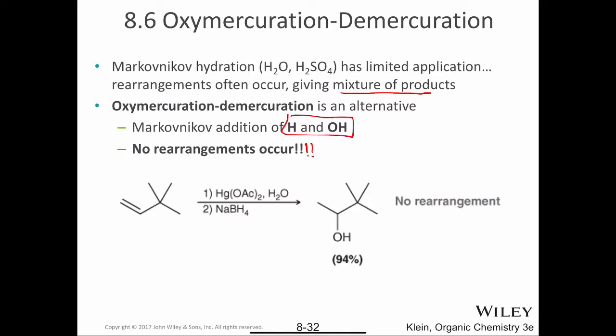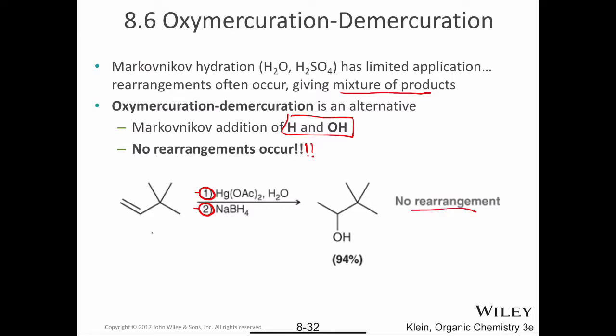So step number 1 is we use mercuric acetate and water, and in step 2 we use sodium borohydride. You have to remember those two sets of reagents, and you also have to put the numbers, because if you were to combine mercuric acetate and water with sodium borohydride, you would not get this reaction. You would just get a mess of products. So you have to remember to write step 1 is mercuric acetate and water, and step 2 is sodium borohydride. We get addition of water, and the beauty is no rearrangement.